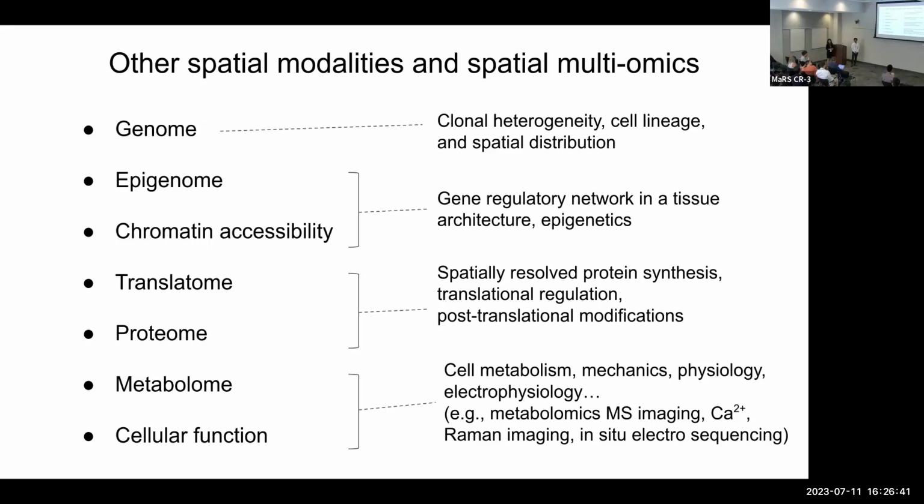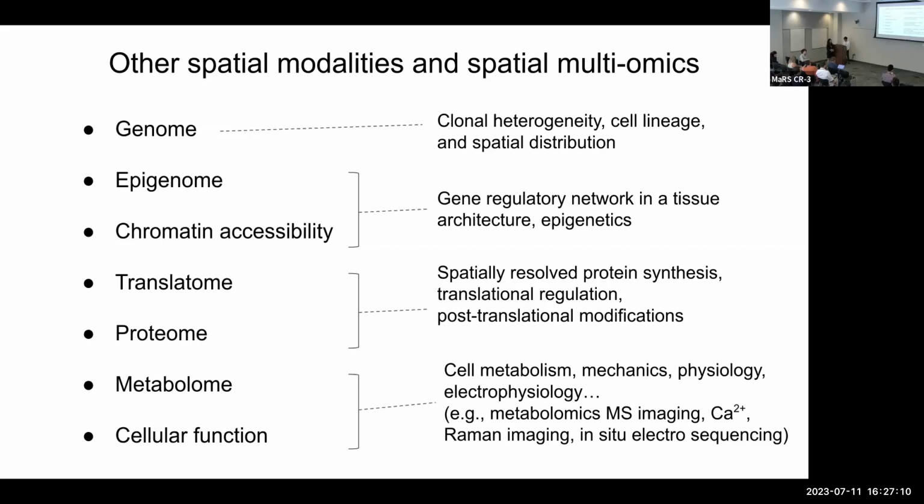We could do somatic mutation, a lot of DNA sequence analysis, and then at the epigenome or chromatin accessibility level, we could better understand the epigenetics and gene regulation network at a single cell resolution and within spatial context. And with the translatome and the proteome, there's another level of gene regulation happening at the protein level, right? So control the synthesis and degradation and the localization and the modification of the proteome.